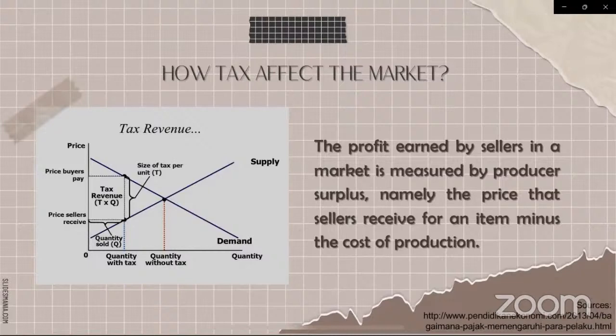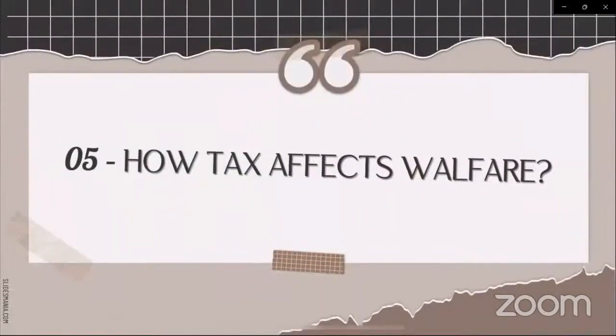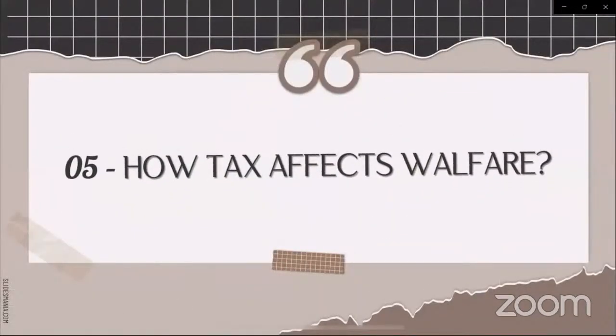Therefore, to analyze how tax affects the state of the economy, we use tax revenue to measure the government's profit from tax. However, remember that the real profit goes not to the government, but to the people for whom the government tax revenue is spent. Next, we'll talk about how tax affects welfare.